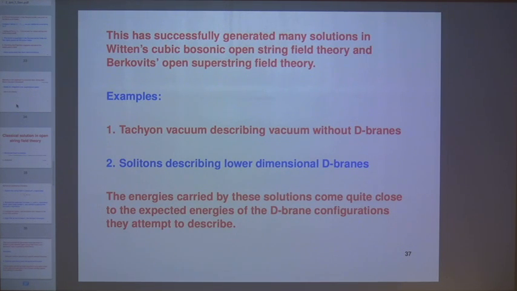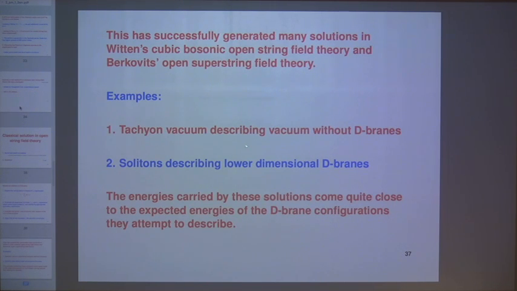It turns out that this has been successful in generating many solutions in Witten's cubic bosonic open string field theory and also Berkowitz's open superstring field theory. The newer versions of open string field theory have not been tried so far, but that's because they are new. Maybe someday somebody will try finding solutions in those theories as well. So here are some examples of what kind of solutions one can find.